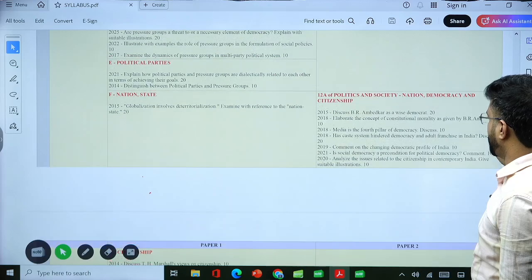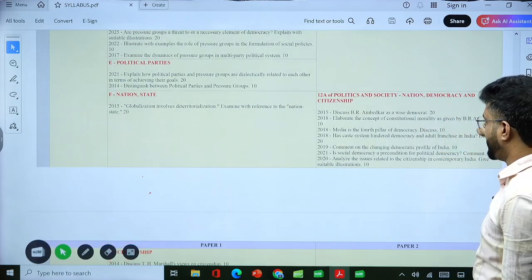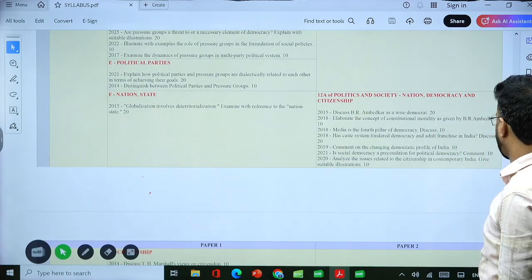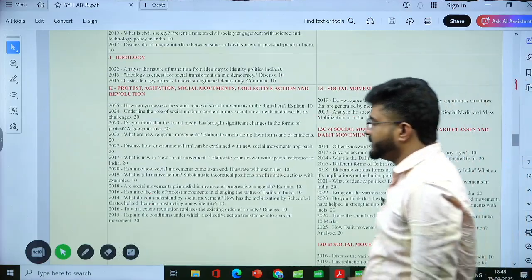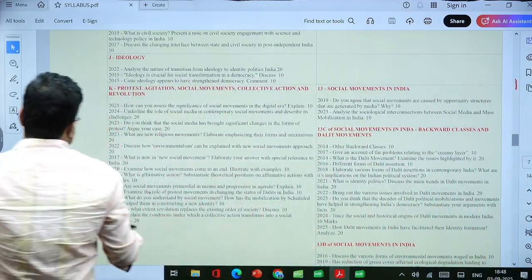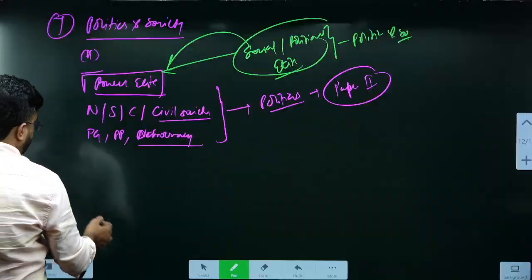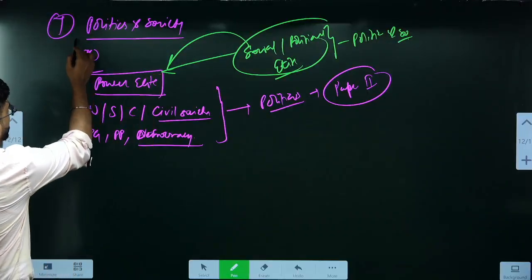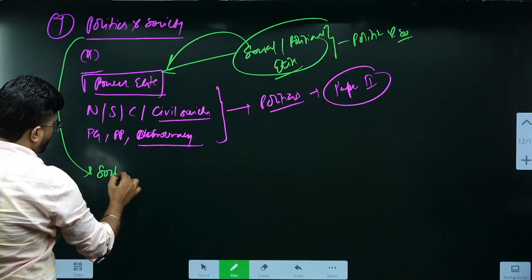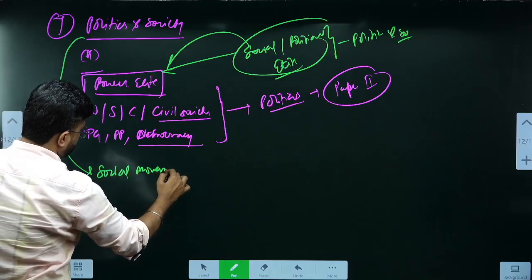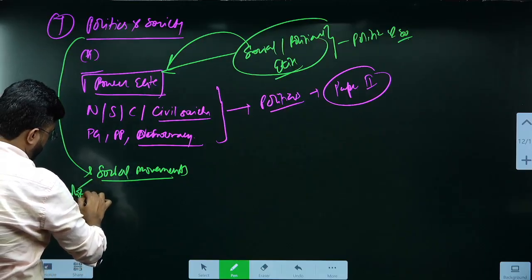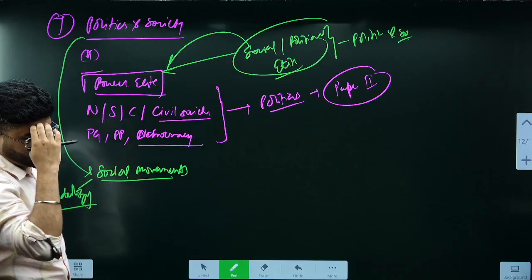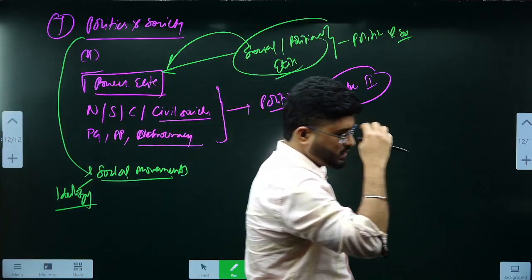Let me find if any question comes related to media as the fourth pillar of democracy. Again, an important part of the civil society perspective. Okay. Then in paper 1 itself, with politics of society, you read about social movements and ideology, collective action, protests, agitation, social movement, social revolution, etc.